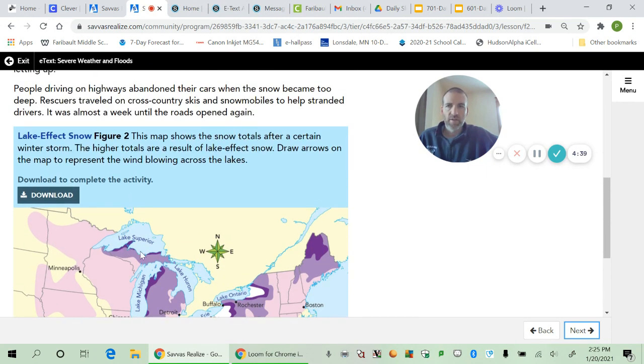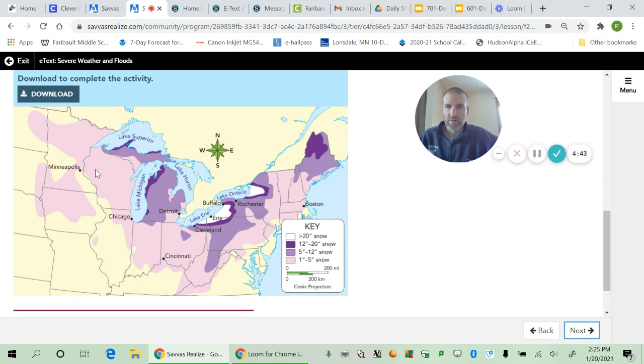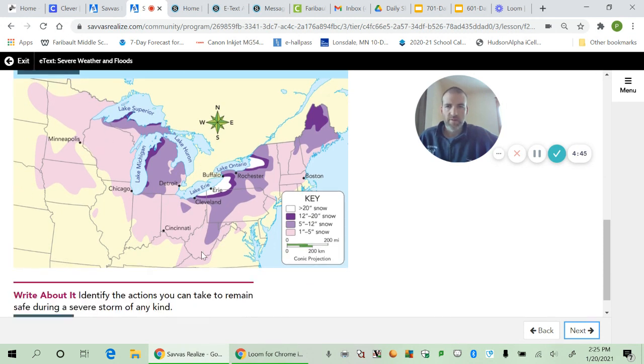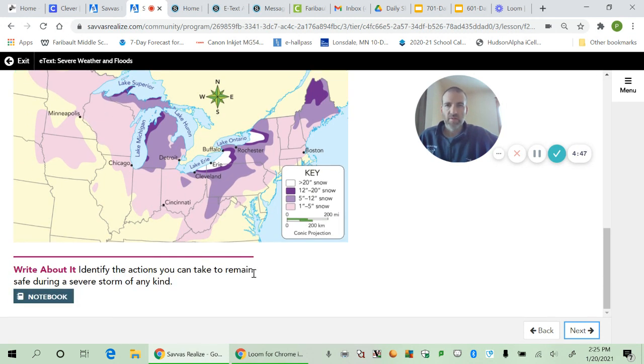And you can see here the different amounts of snow that happened in this one example of a storm. That is what this graphic is referring to. But we've got one right about it question. It says, identify the actions you can take to remain safe during a severe storm of any kind.